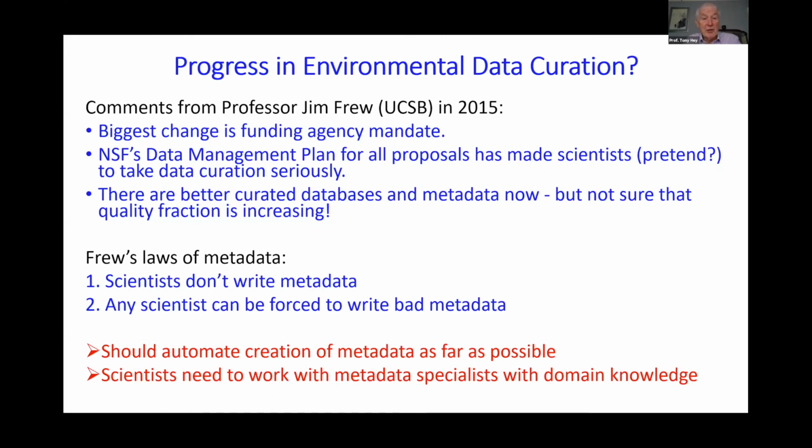I asked him if there are now better curated databases. He said yes, there are, but there are many more databases, so he wasn't sure that the fraction is increasing. And he came up with what he called his laws of metadata. Scientists don't write metadata, to a first approximation. And secondly, any scientist can be forced to write bad metadata. So his conclusion was you should automate the creation of metadata as far as possible. But scientists should work with the metadata specialist, who used to be these subject librarians in the university, and together they can develop sensible metadata for their particular data set.